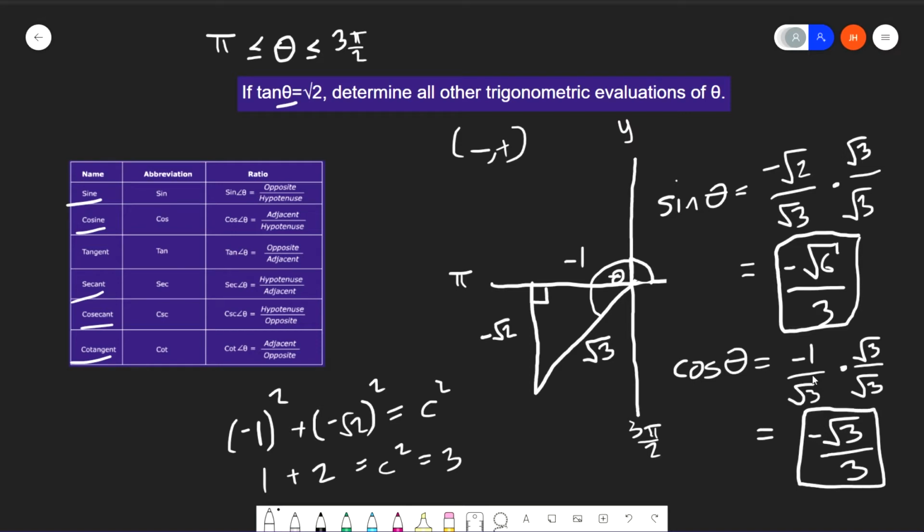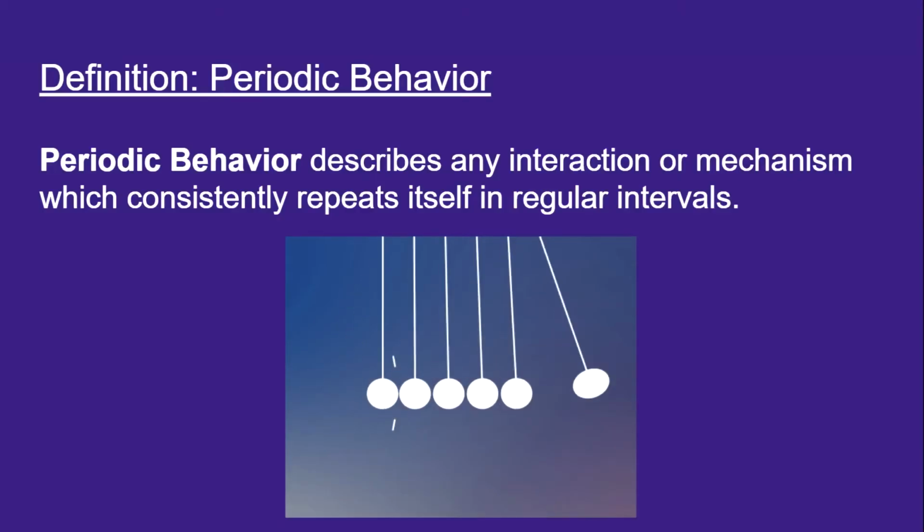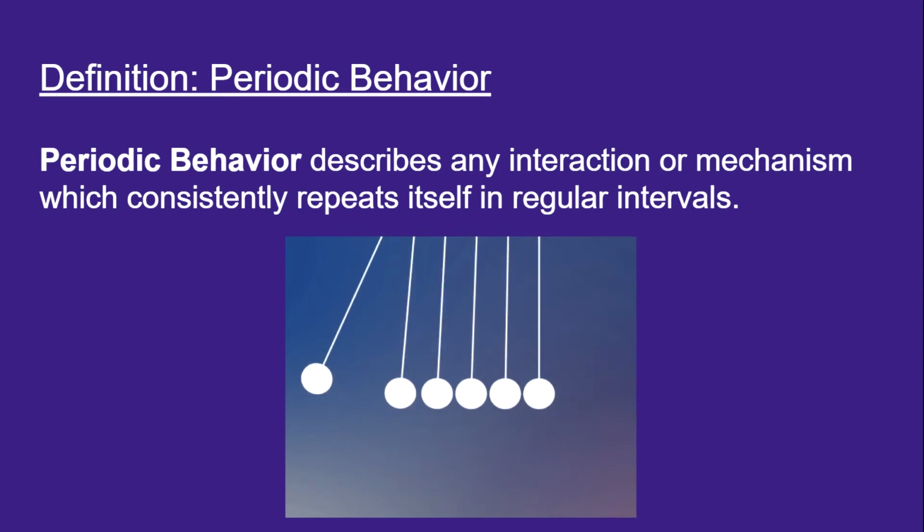Now what I think I'm going to do is I'm going to leave evaluating the secant, cosecant, and cotangent up to you guys in our asynchronous notes check. All right. So you guys have that to look forward to. Now let's go ahead and move on to what this video is truly about, the periodic behavior.